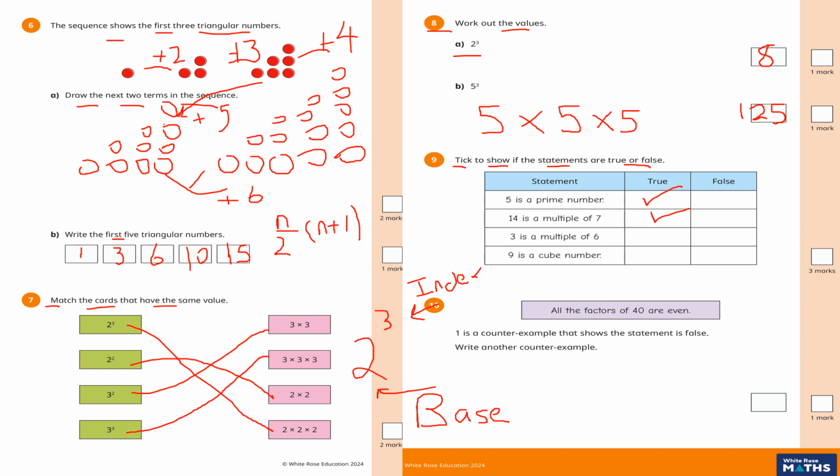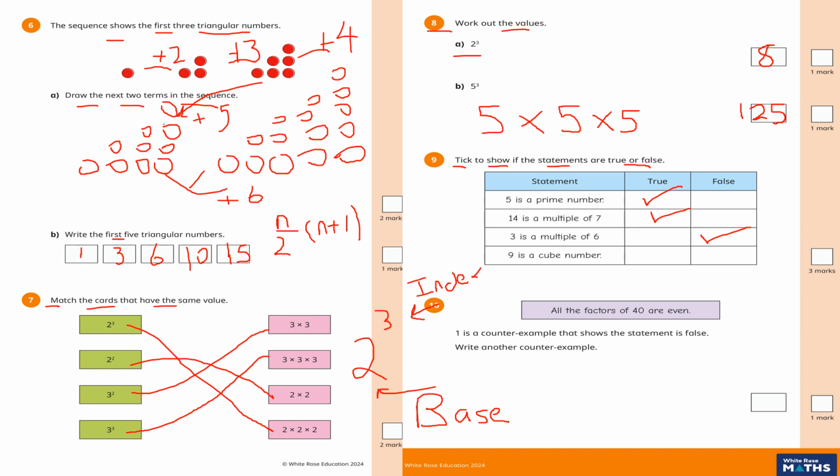Here it says 3 is a multiple of 6. That's false. 3 is a factor of 6, we say. Because a multiple of 6 here means 6 times something, so it would be 6, 12, 18. 3 is smaller than 6 here, so it can't be true.